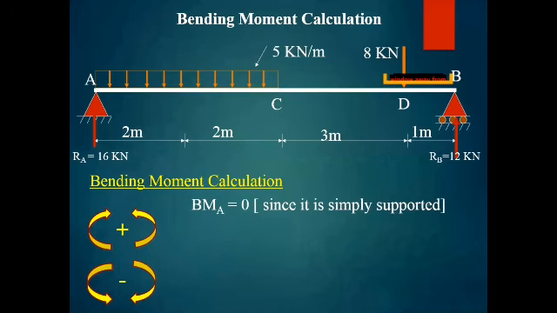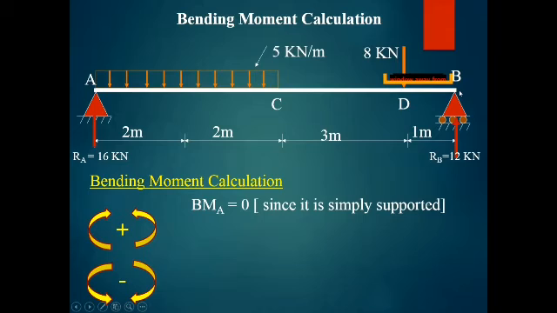So we'll start the calculation. First, BM at A. Now we know that at the first point and at the last point. Here we have the freedom to do the calculation from any side, whether you want to calculate from left or from right. So BM at A, if I consider the left hand side, there is no load on the left hand side. So my answer is going to be 0.